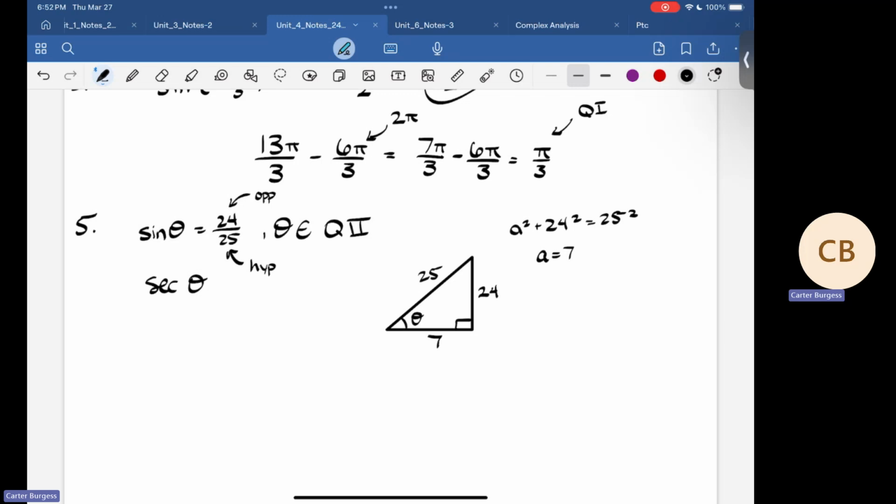And so secant, you can think of it as 1 over cosine of theta, that's fine, but I don't love fractions inside of fractions. So maybe a better way to do this would be r over x, or hypotenuse over adjacent. In this case, that is going to be 25 over 7. But we also have to take into account the fact that theta is a quadrant 2 angle, and x in quadrant 2 is negative.